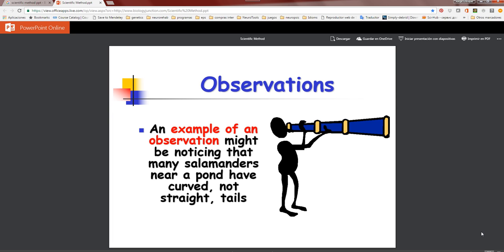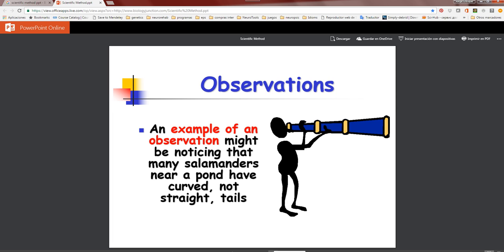The first one is the observation. An observation is something that really calls your attention when you are looking at a phenomenon. For example, you are looking at some salamanders near a pond and you notice that they have curved and not straight tails. This event just calls your attention. This is an observation. It's quite different from just looking at something.